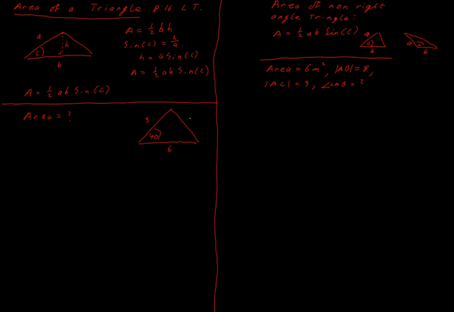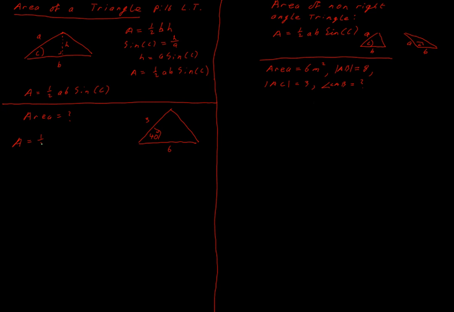Now here, we've got a side of length 3 units, a side of length 6 units, and the angle in between is 40 degrees. What would be the area of that triangle? Well, I have the information I need. I have two sides and the included angle, the angle in between. So let's just sub into our formula.